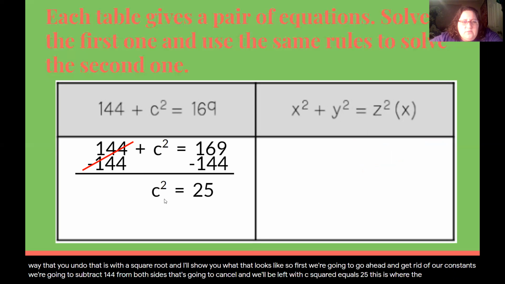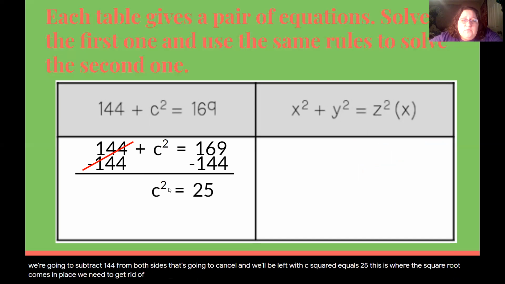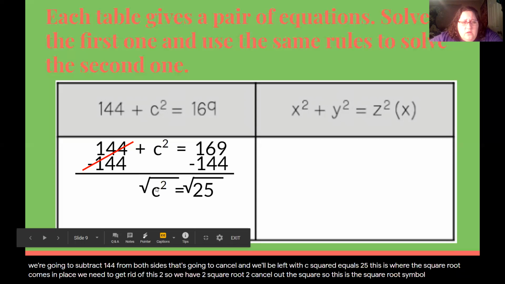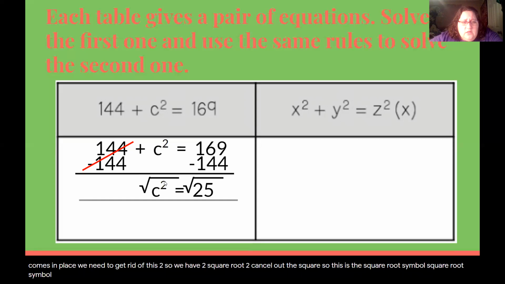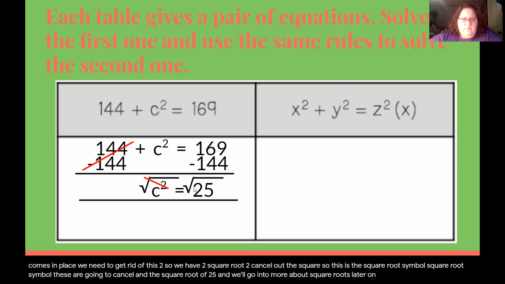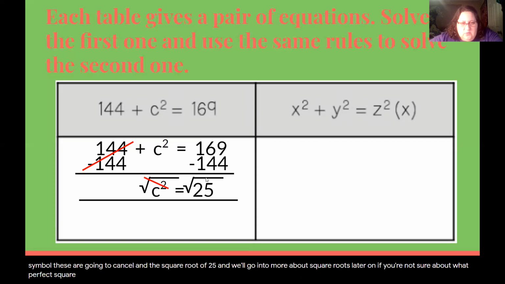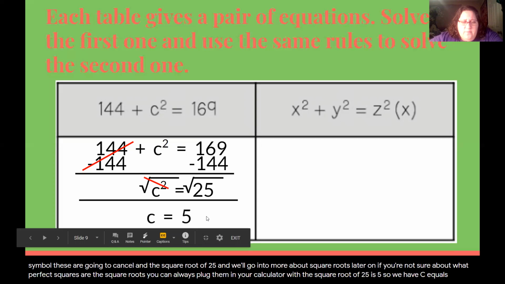This is where the square root comes into play. We need to get rid of this 2, so we use a square root to cancel out the square. This is a square root symbol. These are going to cancel. And the square root of 25, and we'll go into more about square roots later on. If you're not sure about perfect squares and square roots, you can always plug them in your calculator, but the square root of 25 is 5. So we're going to have c equals 5.